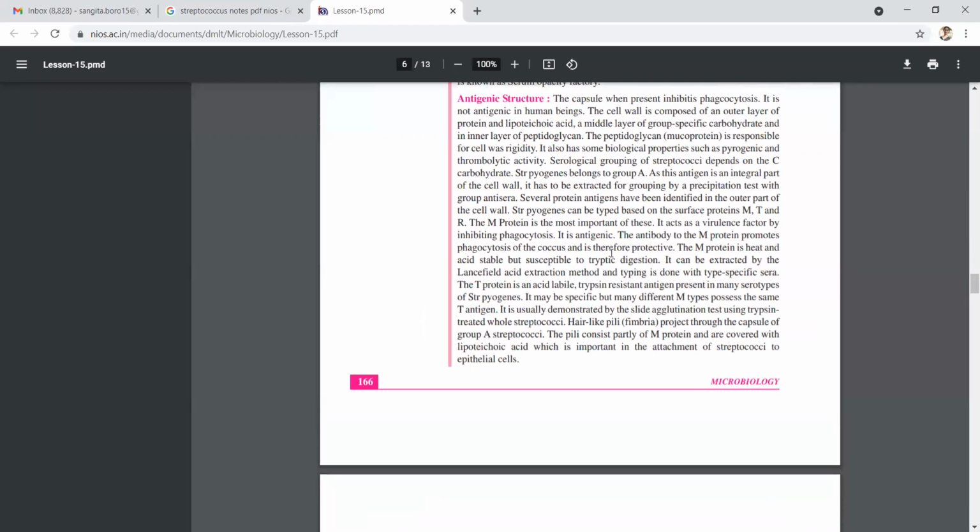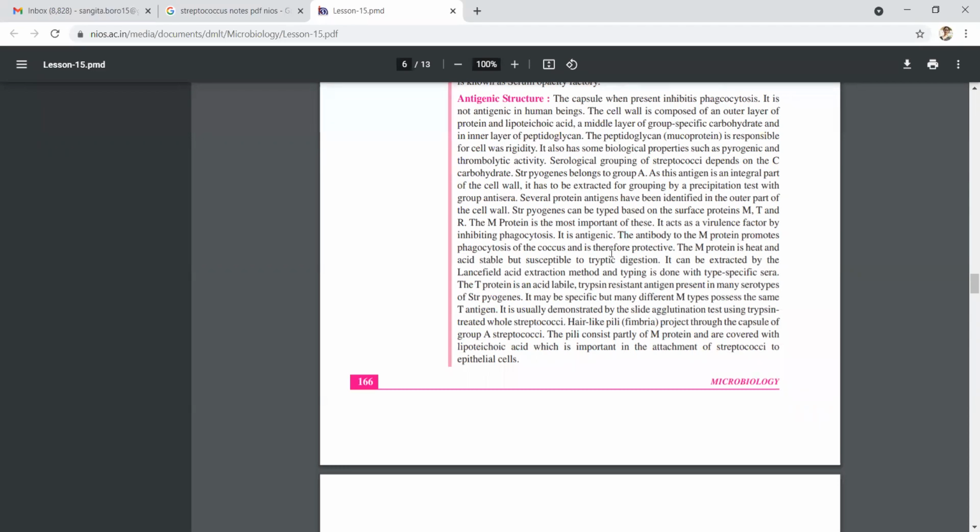The antigenic structure. Besides toxins, the bacteria also has some other antigenic structures which help them to cause disease or infection in a host. First of all is the capsule. It is a capsulated bacteria, so it has a capsule around it, and that capsule, when present, inhibits phagocytosis. It is not antigenic in human beings.